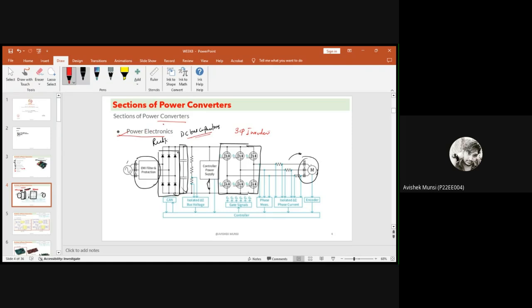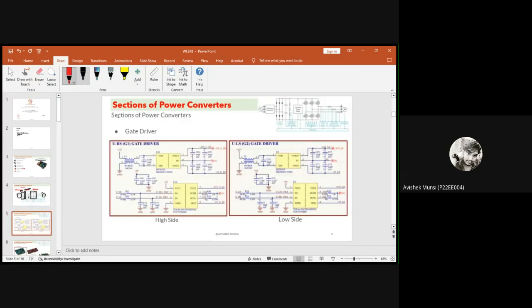Is a part of power electronics. Okay. So next, whenever you're designing a power converter, definitely you need a gate driver, right? We discuss gate drivers in a separate lecture. Then what is the role of a gate driver?